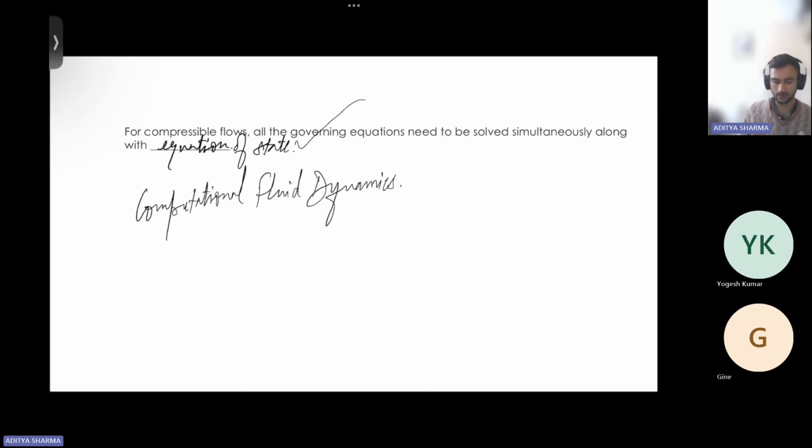Anyways, these equations can be solved using integration and by hand. It is also done, but then there are numerical techniques with which we solve these equations. All right, we deal with these equations, and that is also to be considered very seriously. All right. Okay, equation of state.